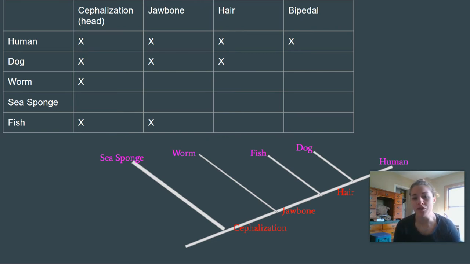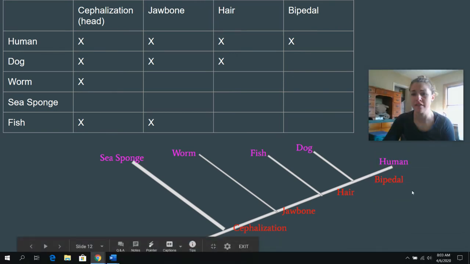What we do here is we go up that big backbone that we see there. As we go up that backbone, we get to cephalization. That's our first node. Everything that comes after that has cephalization. Then we get to jawbone. Everything after that has cephalization and a jawbone. Then we get to hair. Everything after hair has cephalization, jawbone, and hair.